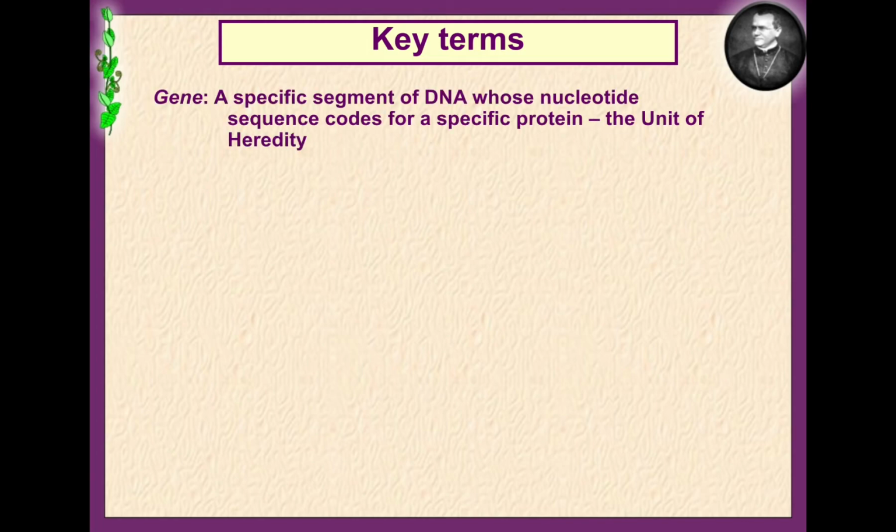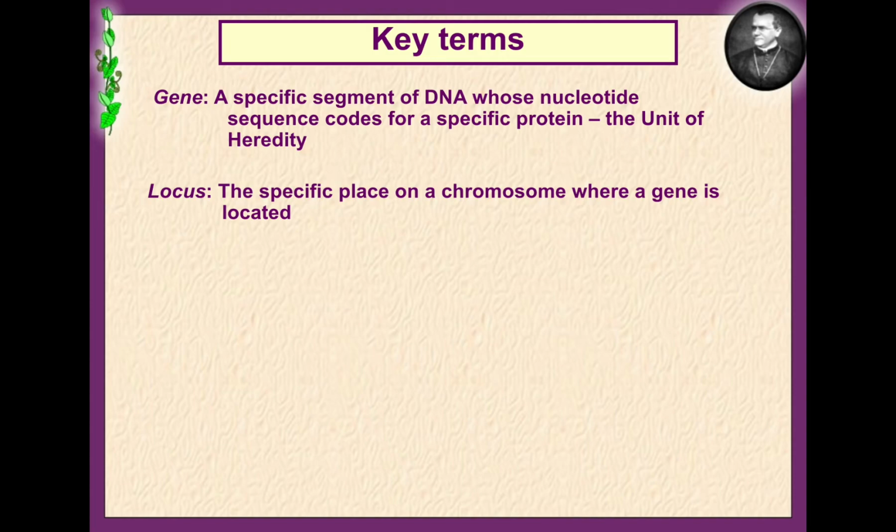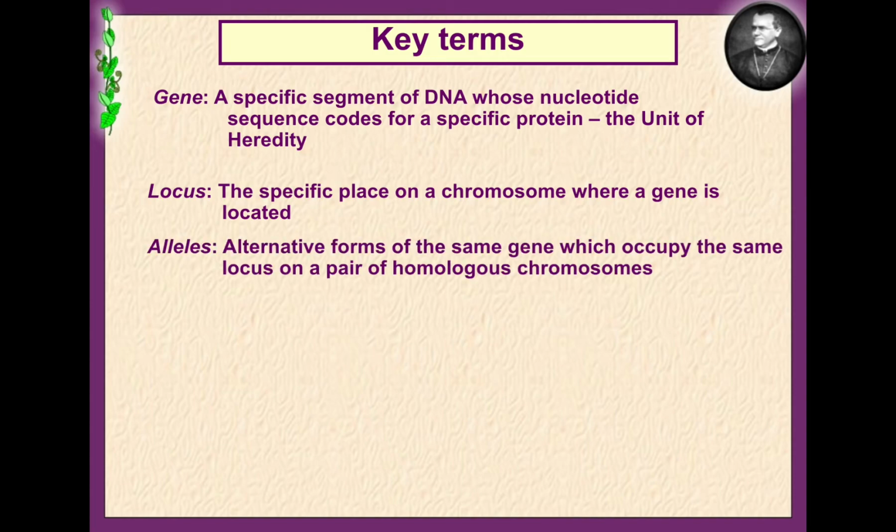A gene is a specific segment of DNA whose nucleotide sequence codes for a specific protein. A locus is the place on the chromosome where a gene is found. An allele is an alternative form of the same gene which occupies the same locus. Gregor Mendel referred to these as factors.